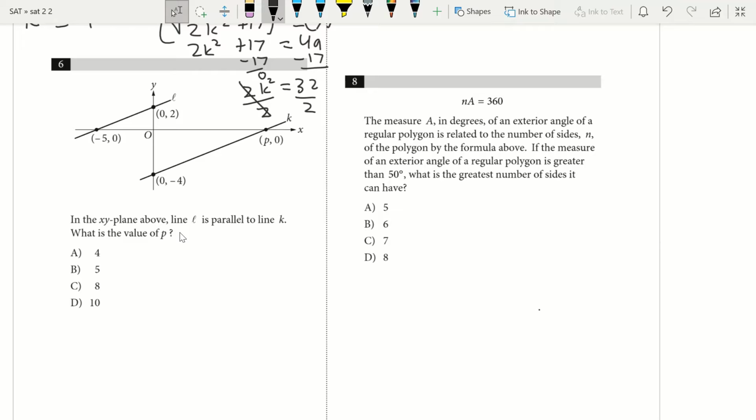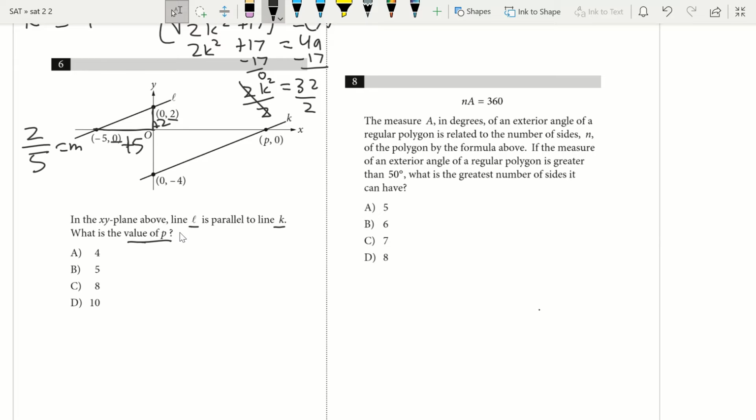Question 6. In the xy-plane above, line L is parallel to line K. What is the value of p? Well, we know that when two lines are parallel, they have the same slope, which means they'll have the same rise over run ratio, right? So same slope. So we know line L has a run of positive 5 because it goes from negative 5 to 0. And we know that it rises 2 because it goes from 0 to 2, right? So we have a slope of 2/5 because we rose 2 and we ran 5.